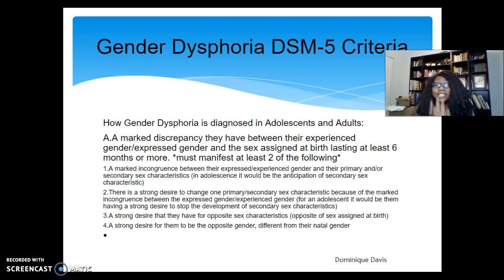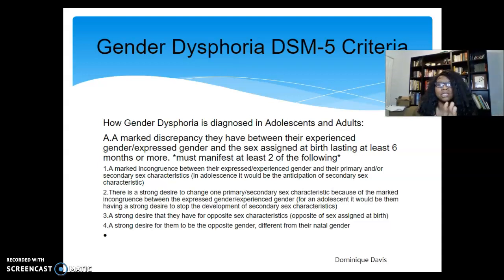So moving on, adolescents and adults are profiled similarly and diagnosed similarly. So it starts off with, similar to children, a marked discrepancy between their experienced or lived gender and their sex assigned at birth. And that has to continue for 6 months or more. And then for an adolescent or adult to be considered as having gender dysphoria, it has to contain two of the following. First being a marked discrepancy between their expressed or experienced gender and their primary or secondary sex characteristics.